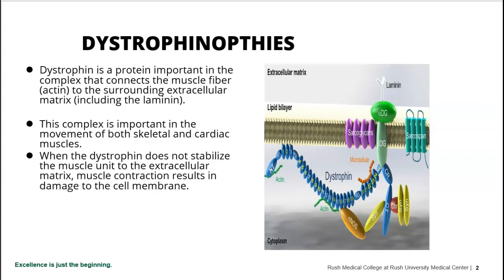And dystrophin is an incredibly large protein that attaches from actin to the laminin of the cell membrane. And this is important in movement for both skeletal and cardiac muscle. It stabilizes the muscle contraction to the extracellular matrix. When the dystrophin does not stabilize the muscle unit, every time the muscle contracts, it results in damage to the cell membrane.